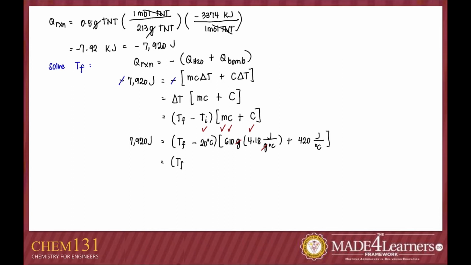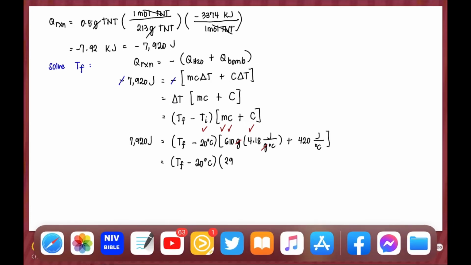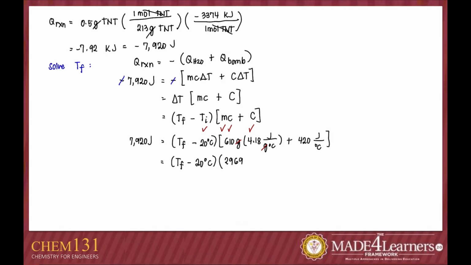This is TF minus 20 degrees Celsius. And, pila man ang naa sa sulod tanan? 610 times 4.18. And then you add that to 420. And you will get an answer of 2969.8 joules per degree Celsius. And that's equal to 7,920 joules. And then we're going to divide the entire thing. Divide by 2969.8.